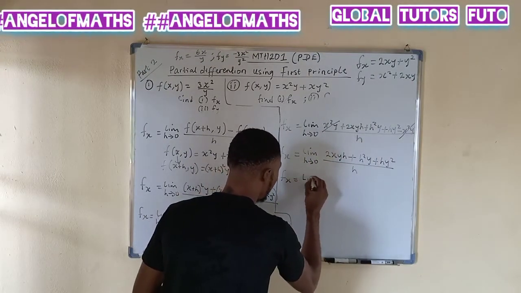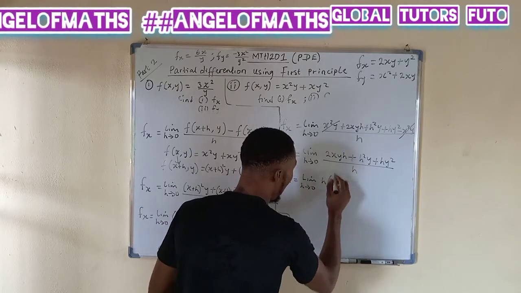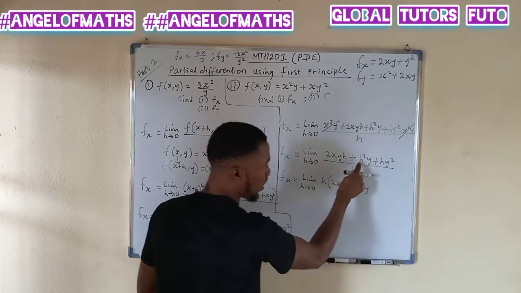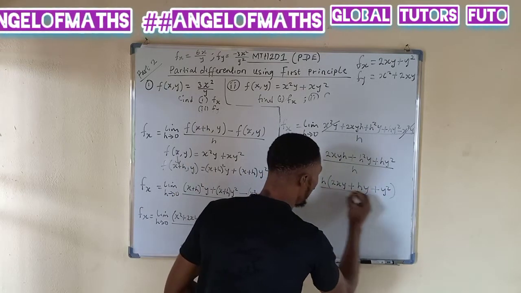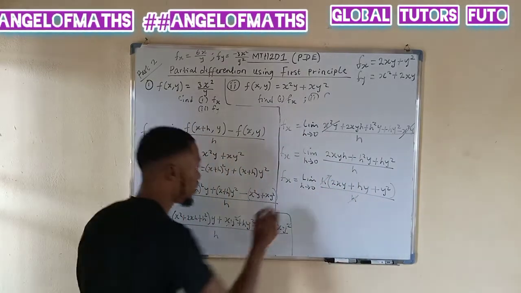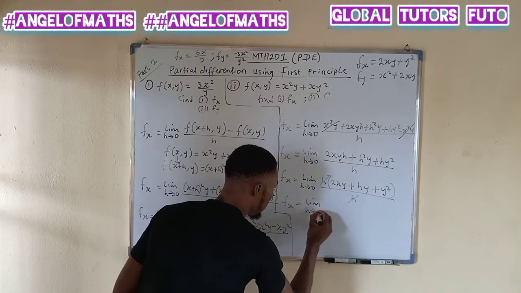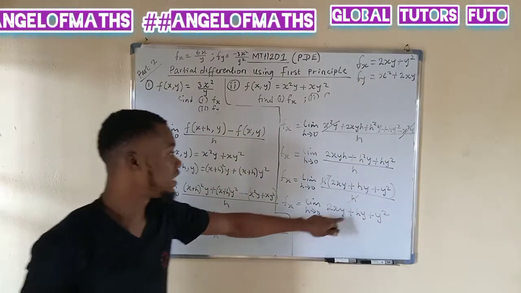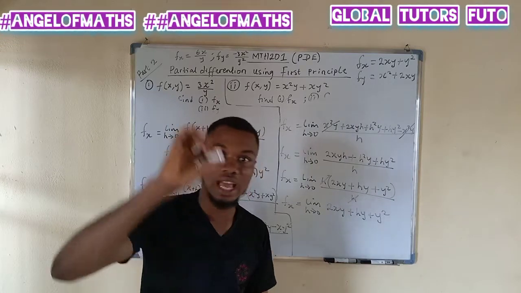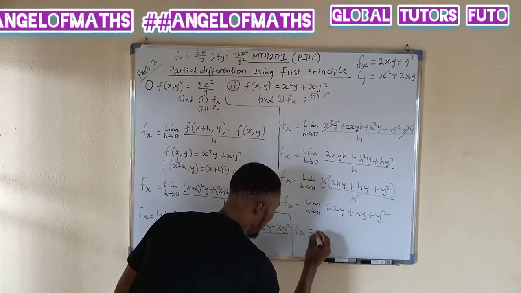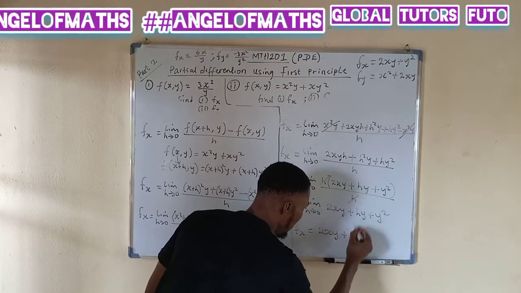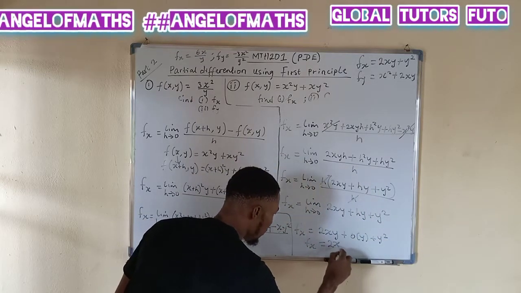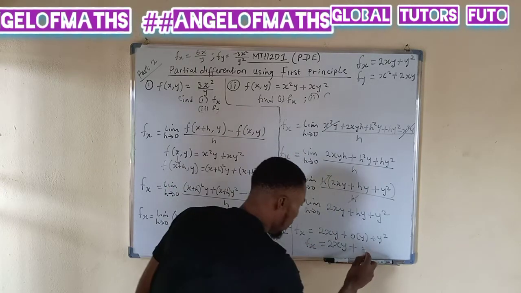Our f sub x will be equal to the limit as h goes to 0. We factor out h here. We are left with 2xy plus hy, because I have removed one of the h, plus y squared, over h. h cancels h. So our f sub x will be equal to the limit as h goes to 0 of 2xy plus hy plus y squared. Now, as h approaches 0, any place you see h, replace it with 0. So f sub x will be equal to 2xy plus 0 times y, which is 0, so gone, plus y squared.